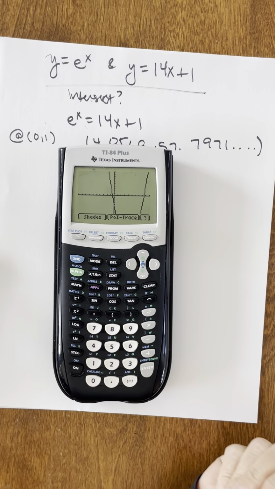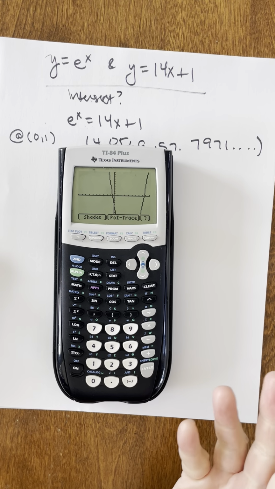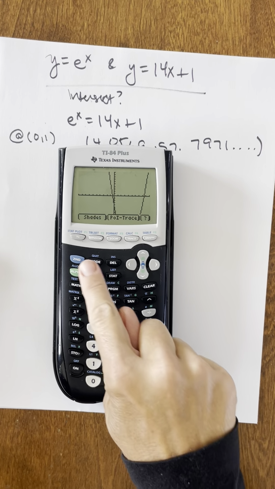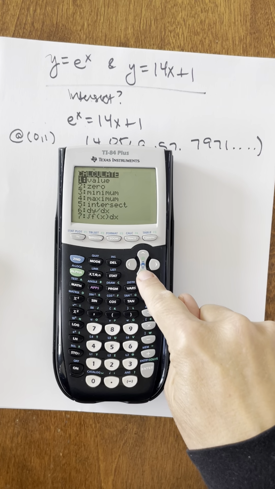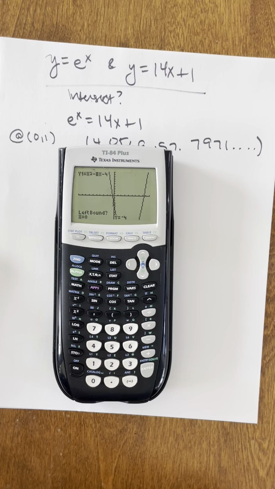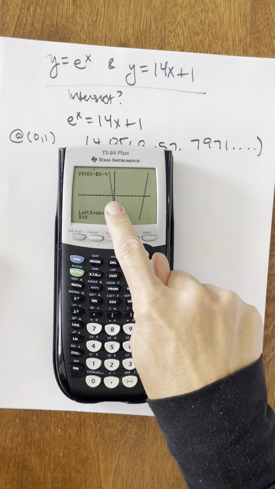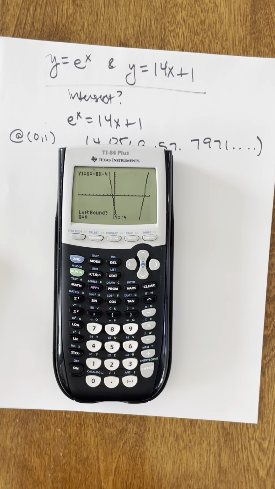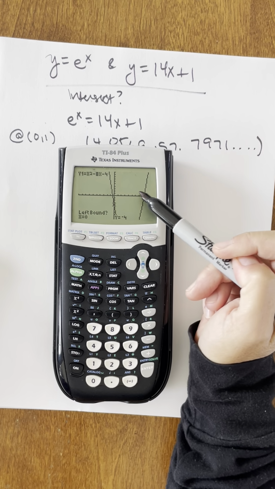I could certainly solve them by using the quadratic formula. I could try to factor, I could complete the square, or I could go under my calc menu. It says calculate the 0. Now again, your calculator is going to ask you questions. You can see that we have 2 x-intercepts, so you need to tell your calculator which one we're looking for.